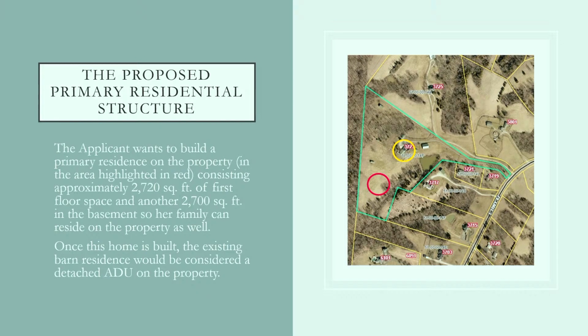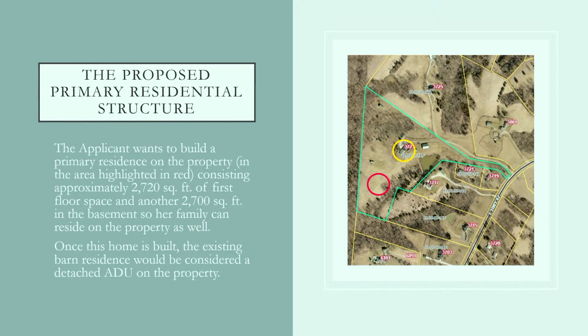But the intent here is for her to build a primary residence on the property so that her family, who's here today, can actually move in and live on the property with her. She will continue to live in the barn residence, and her family, including her children and grandchildren, the idea is that they would actually live in the newly created primary residence. So again, they can all live on that plat.